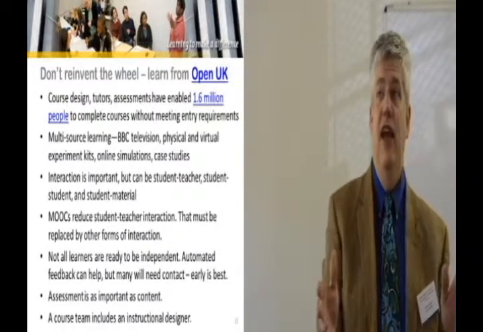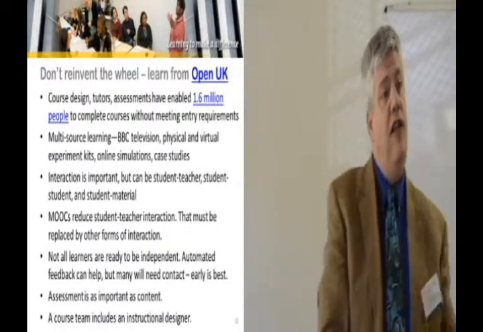That's a different way of engaging. They'll have online simulations, they'll have case studies. So there's no one way. And it's through that multi-source learning that you reach different kinds of people and you find the ways that they get engaged. They recognize that interaction is important, and it is.